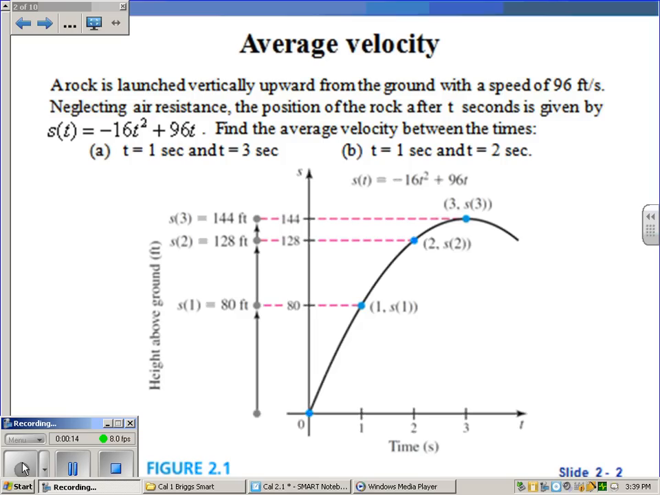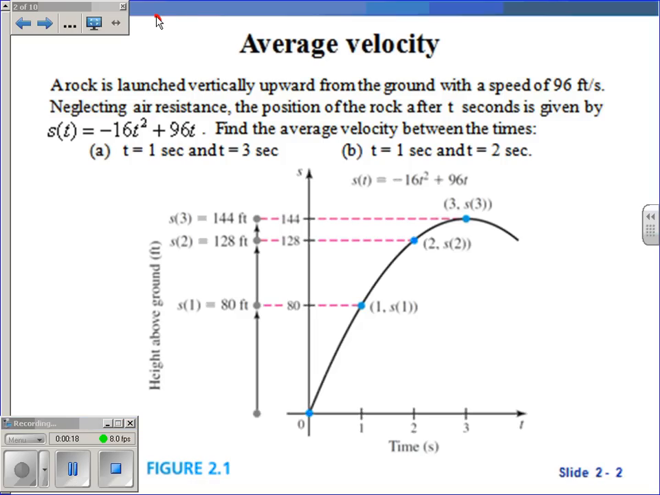The average velocity, let's say we were traveling from Dallas to Houston and the trip we found was 200 miles. And we made that trip in 4 hours. Then our average speed, average velocity, would be 50 miles per hour.